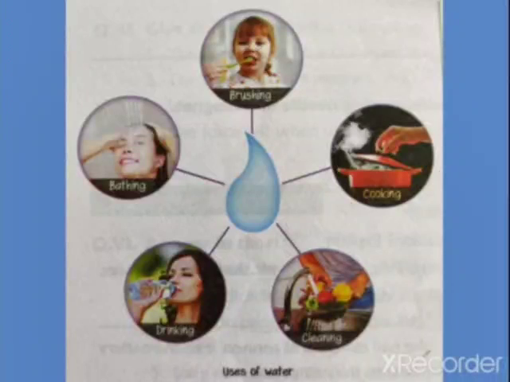Apart from drinking, there are so many activities for which we use water, like brushing, bathing, cooking, drinking, cleaning utensils, washing clothes, and for irrigation. It means watering the plants, many activities. For many activities, we use water. So, think how important water is for us.